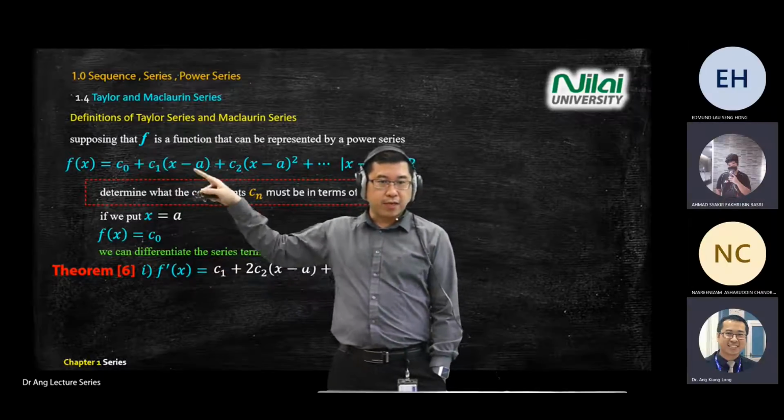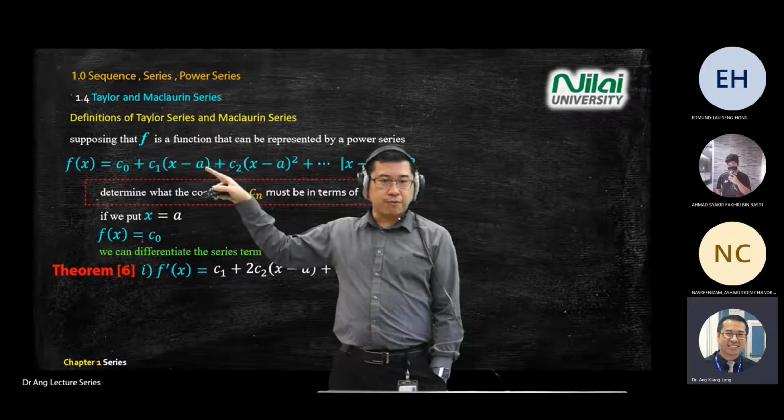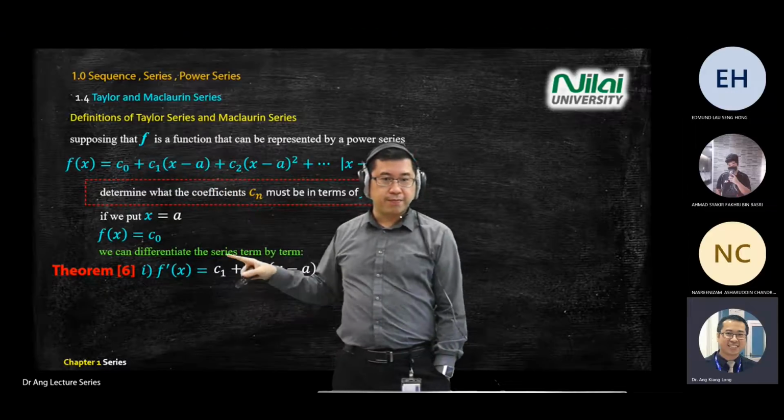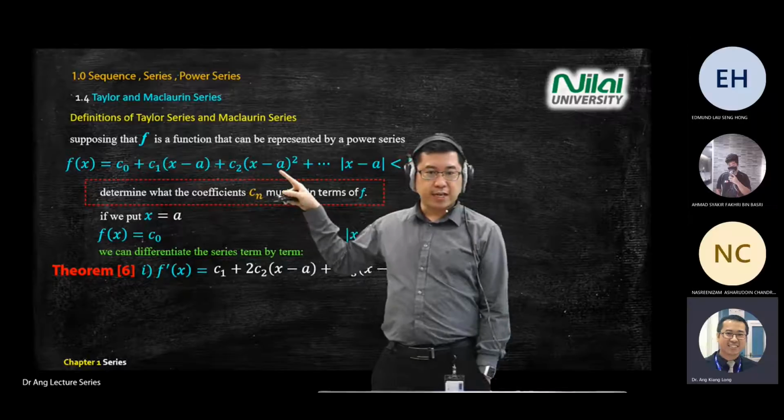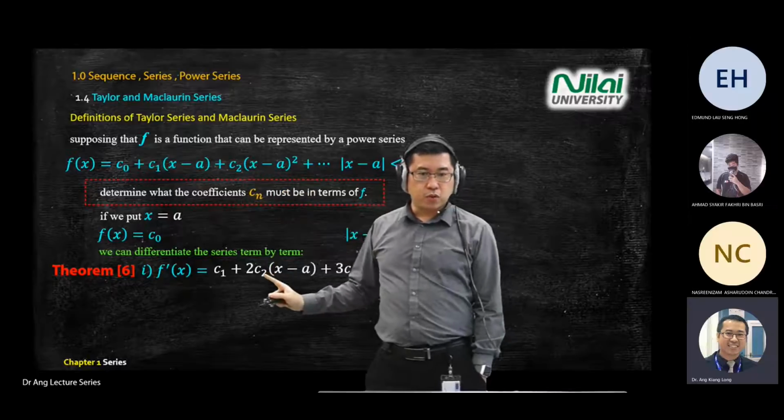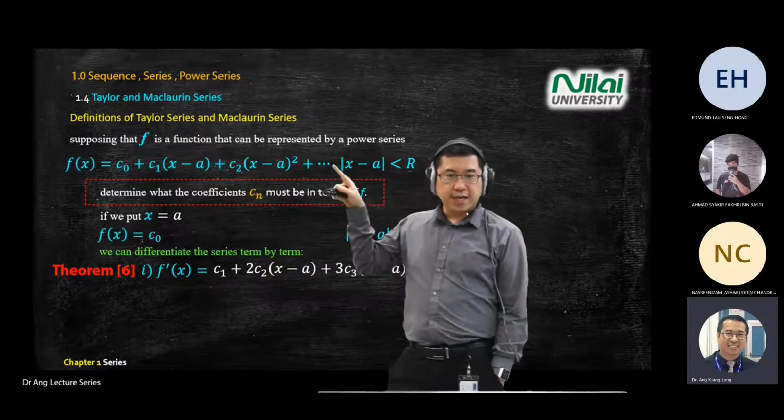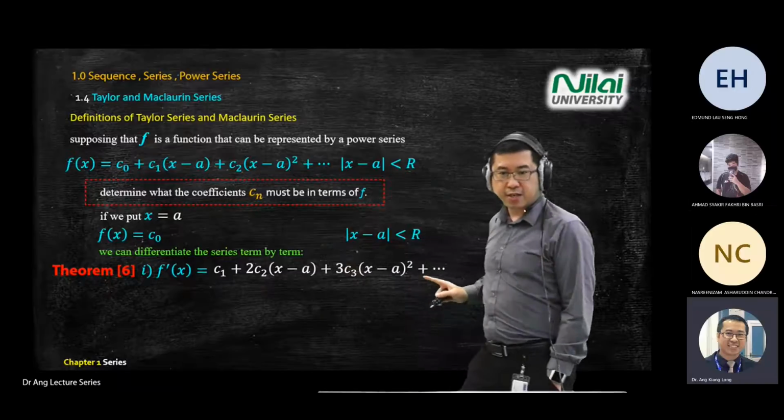And you go to this one. You differentiate this one, you get C1. You differentiate this whole term here, it will equal 2C2 times (x minus a), and so on. You'll get this, and dot, dot, dot.